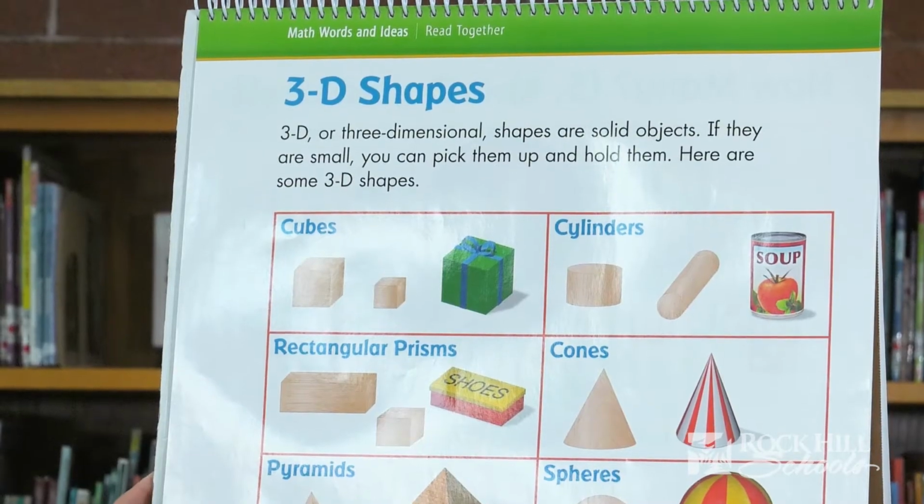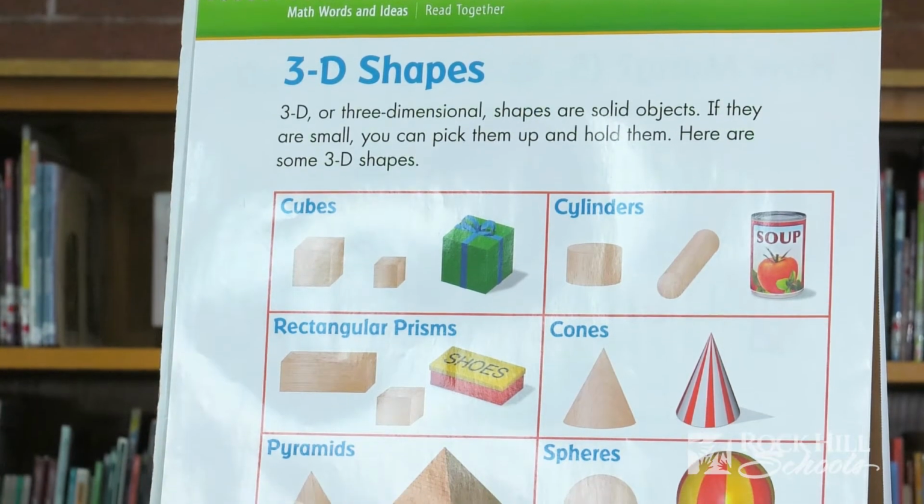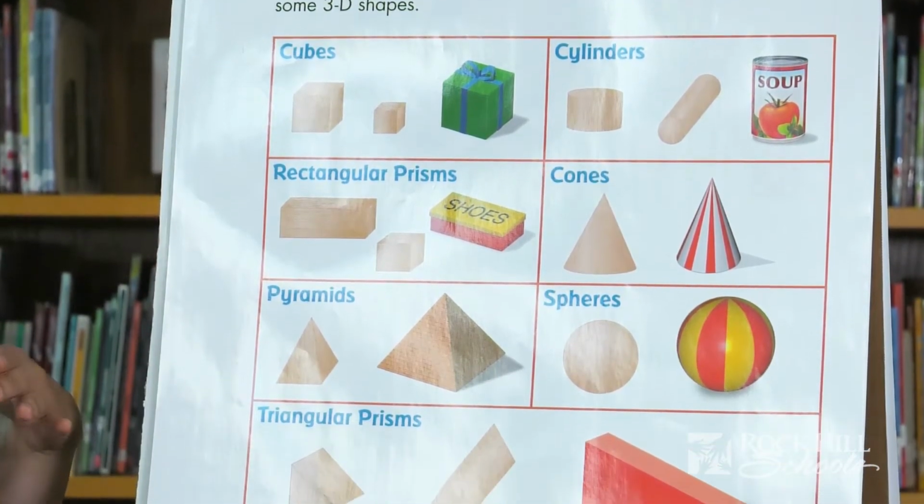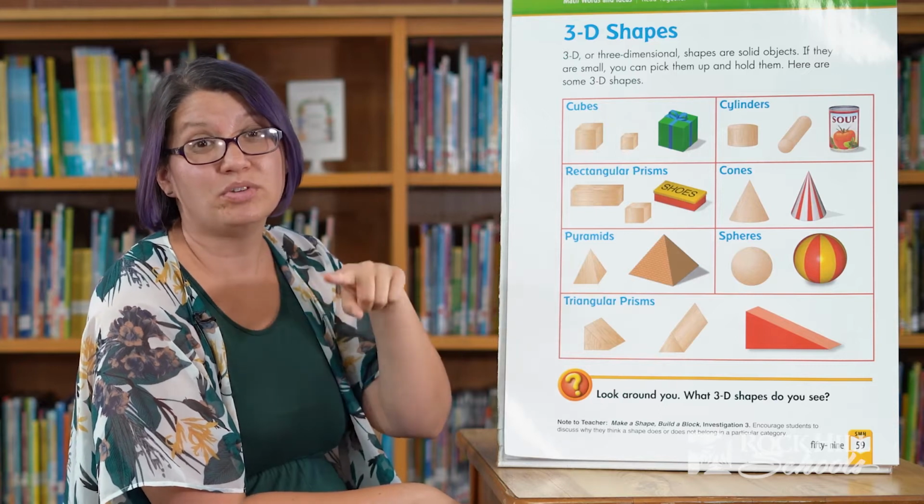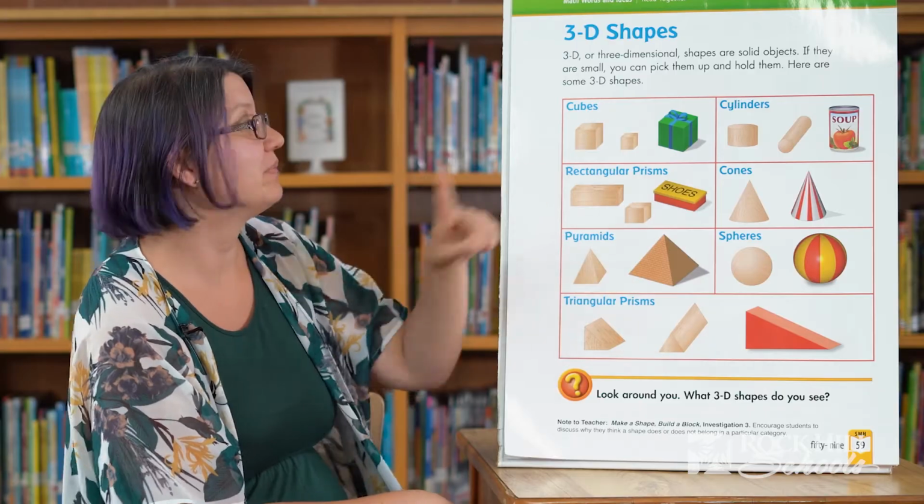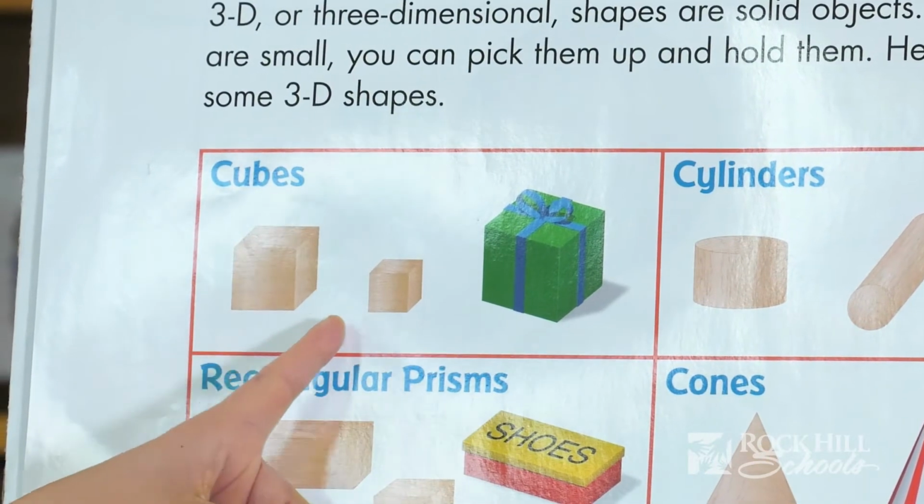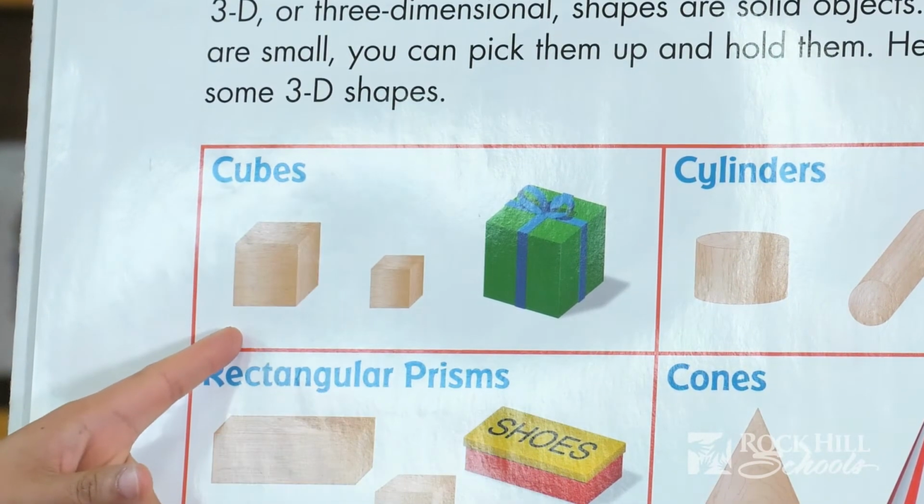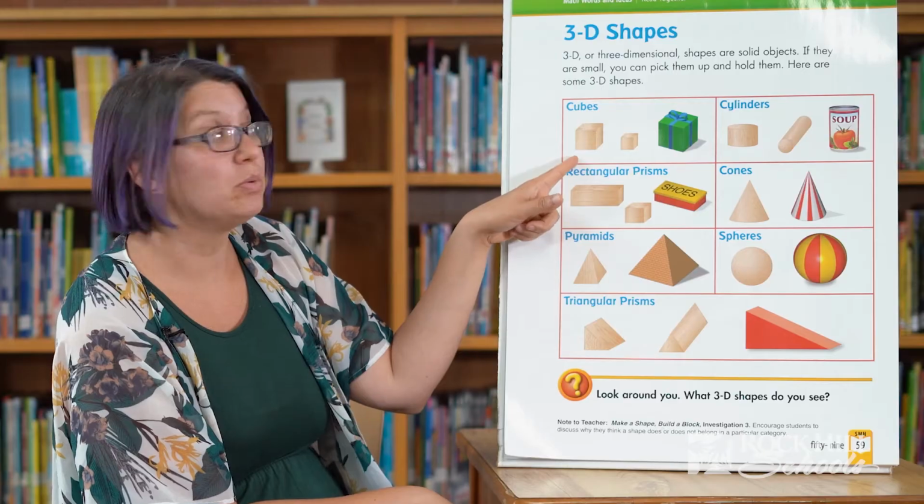So right up here I have several different 3D shapes that your teacher probably talked to you about. Let's go over them. I'm going to point, and if you know it, you can go ahead and say it before I do. Okay, ready? Let's start. Do you know what this one is? Did you say cube? If you said cube, you were right.